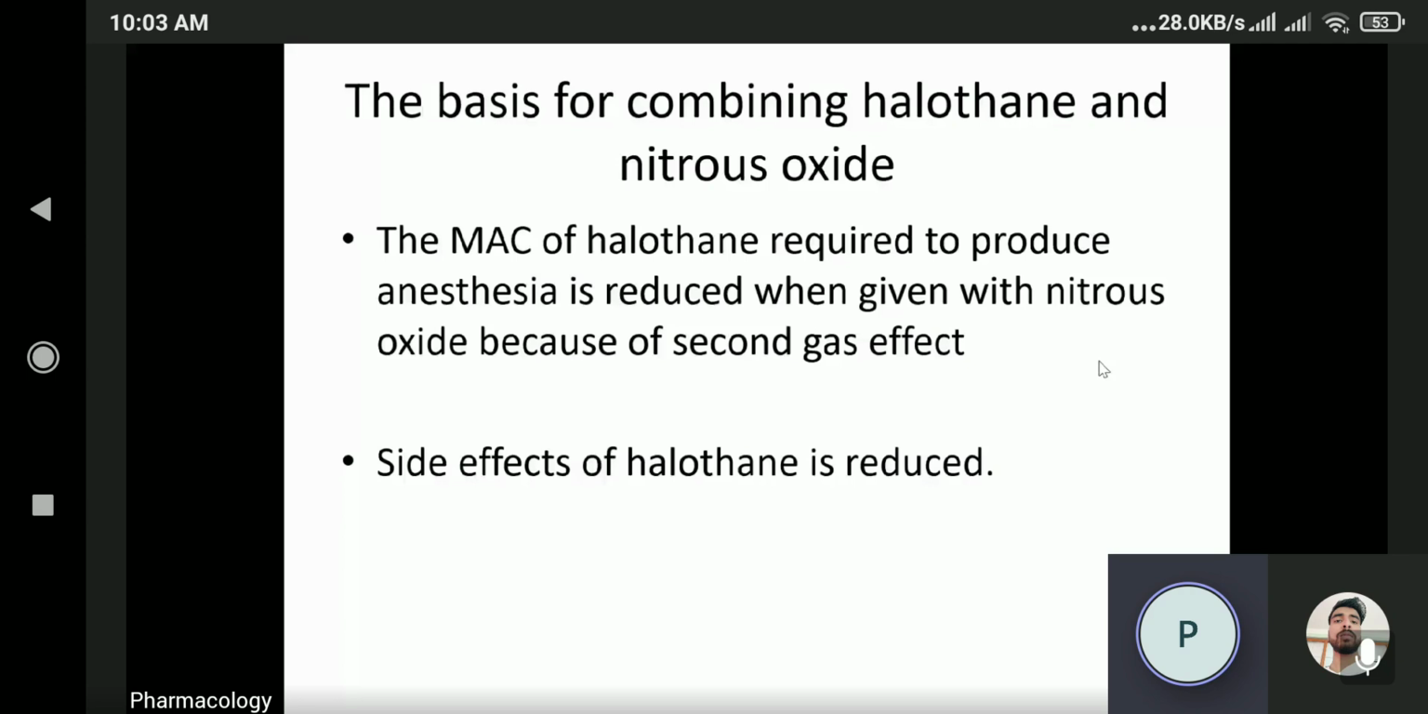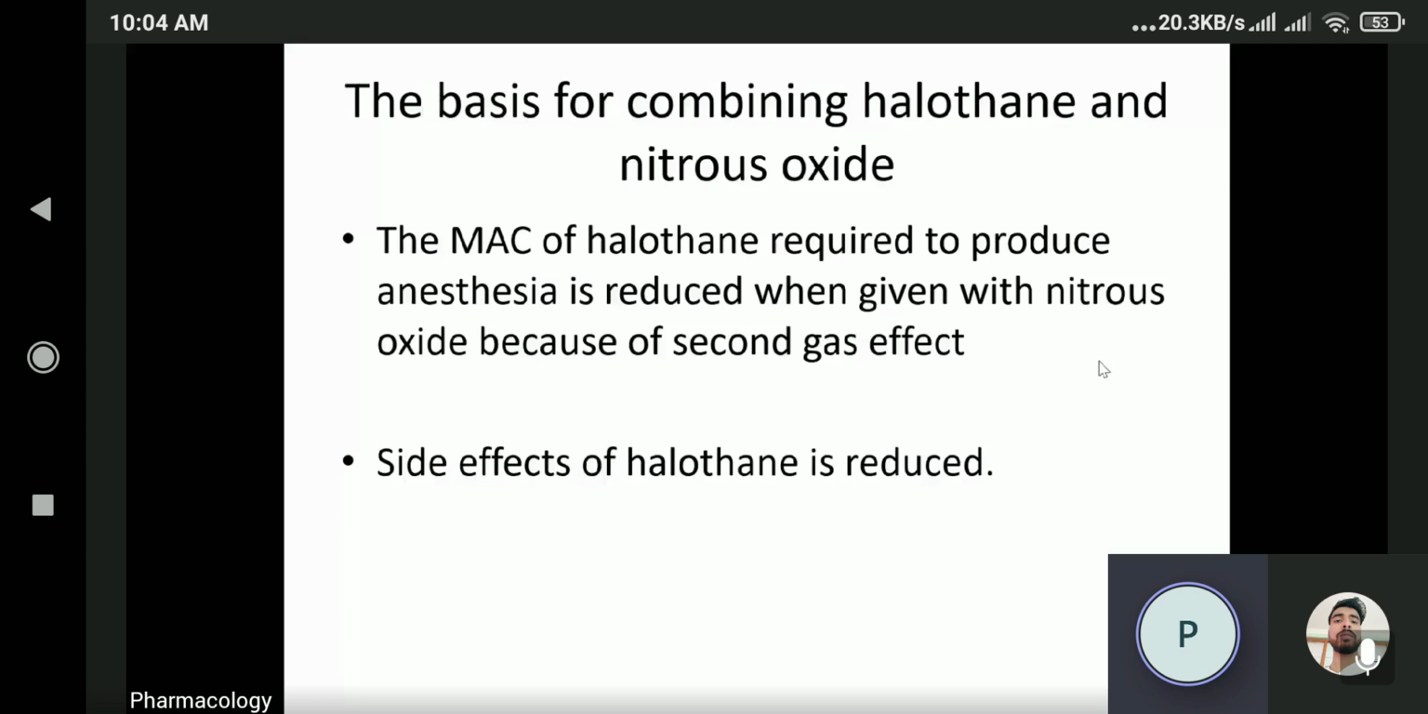Now, as I've told you, one of the main uses of nitrous oxide is as a carrier gas, because it has the advantage of a faster onset of action. This advantage can be utilized for drugs which have a slower onset of action, like halothane. They can be combined so that the nitrous oxide can carry the halothane along with it, so that halothane can also show a faster onset of action as compared to when it is used alone.